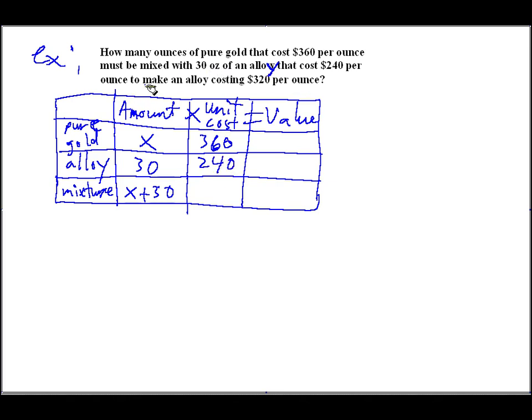Now I want to make an alloy. I want to make a mixture. This is my mixture here. This is my alloy mixture, to make an alloy costing $3.20 per ounce. So the unit cost for the mixture will be $3.20 per ounce.